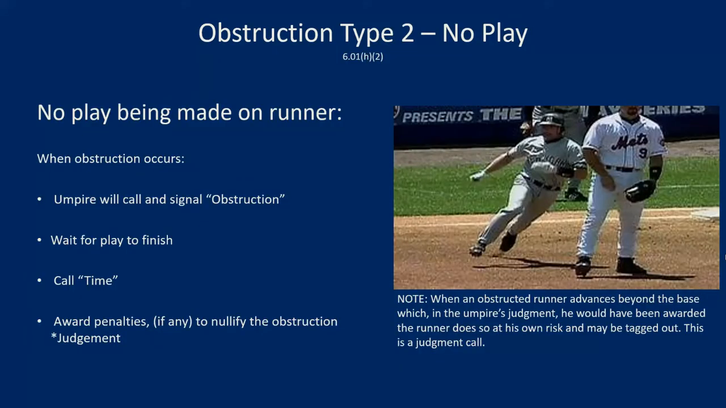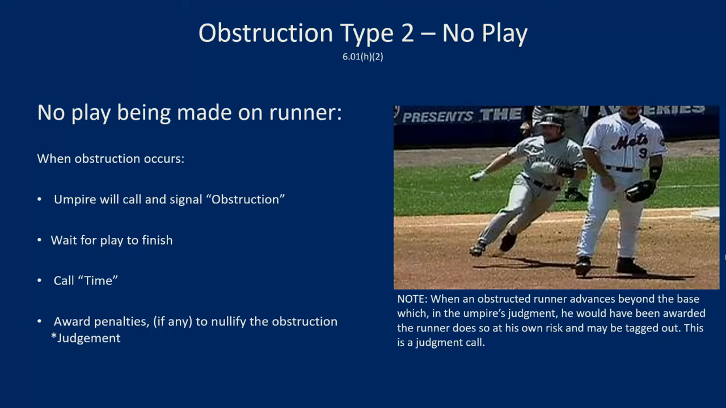Obstruction type 2, there's no play being made on the runner who's been obstructed. So the obstruction occurs, but the ball is somewhere else, or the play is being made on another runner. When this occurs, the umpire will call and signal obstruction. The umpire will wait. We don't call time right away. Wait for the play to finish, and then call time and award penalties, if any are required, to nullify the obstruction.